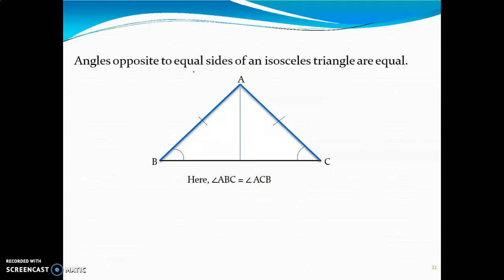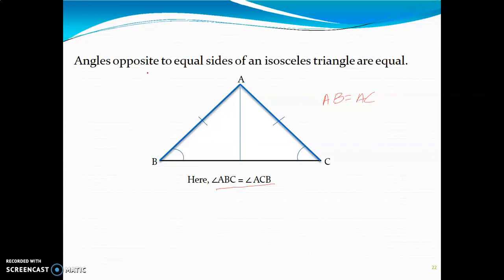Angles opposite to equal sides. First we will see the equal sides: AB and AC, these are equal sides. AB is equal to AC. And what are the angles associated with them? Angle B and angle C. So how will we write? Angle ABC is equal to angle ACB.